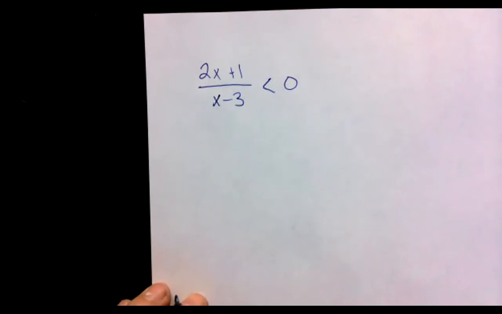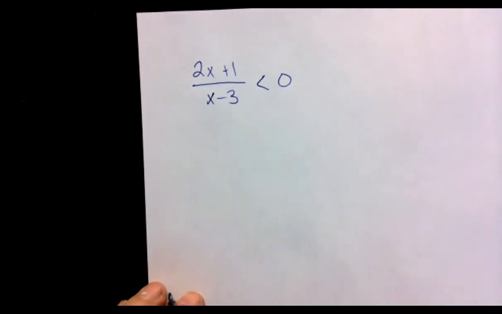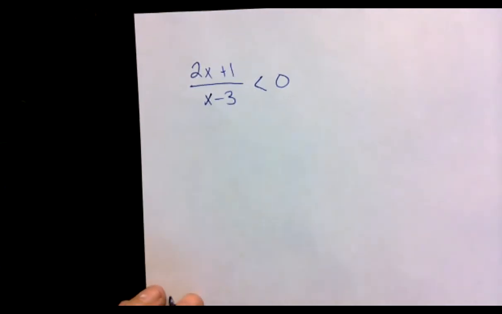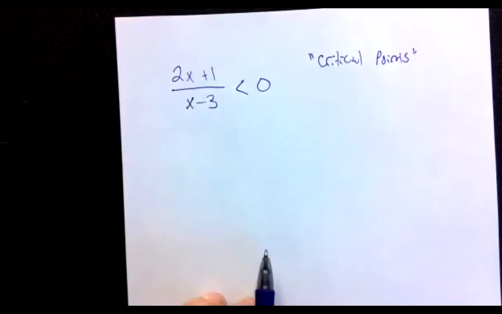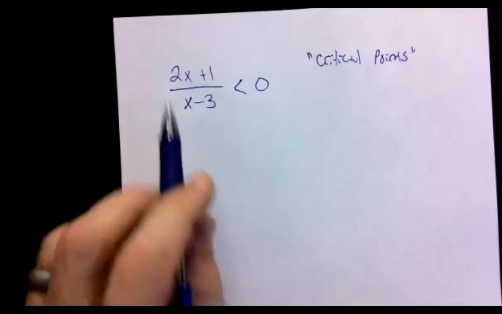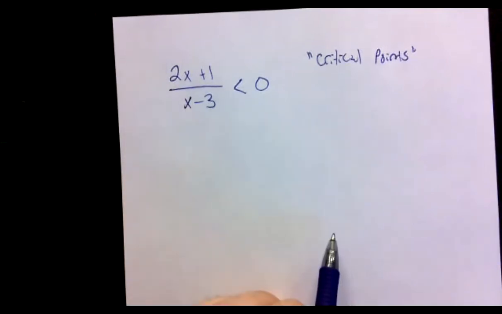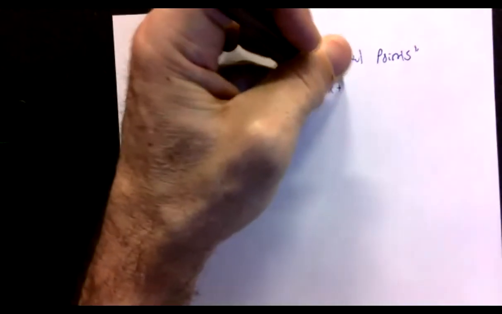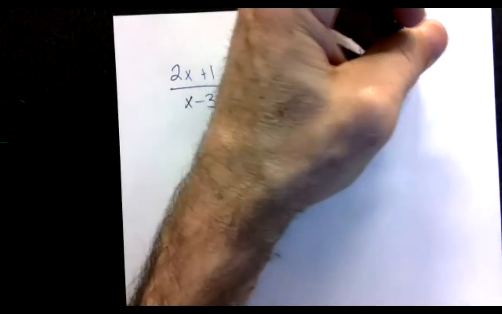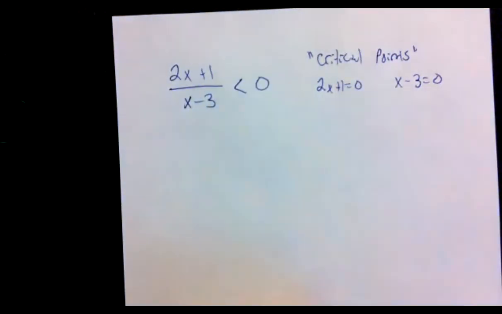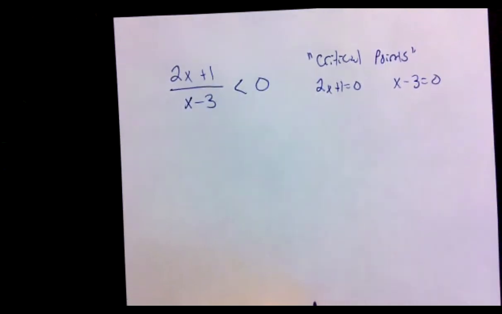Okay, say we've got (2x plus 1) over (x minus 3) is less than 0. Again, we're looking for those critical points. Basically in this case, the critical points are what causes my numerator and my denominator to equal 0. So 2x plus 1 equals 0, or x minus 3 equals 0. This is going to define those critical points.